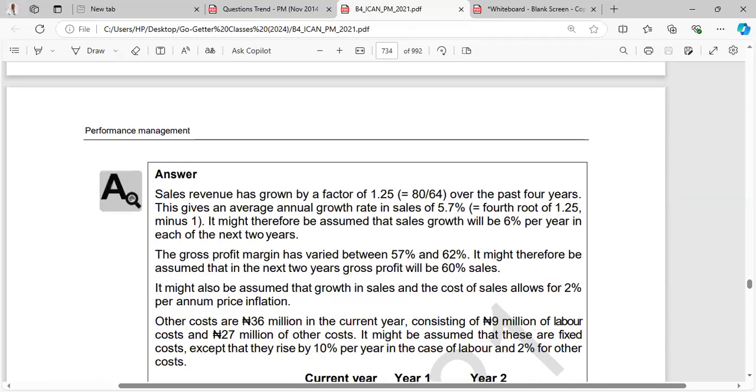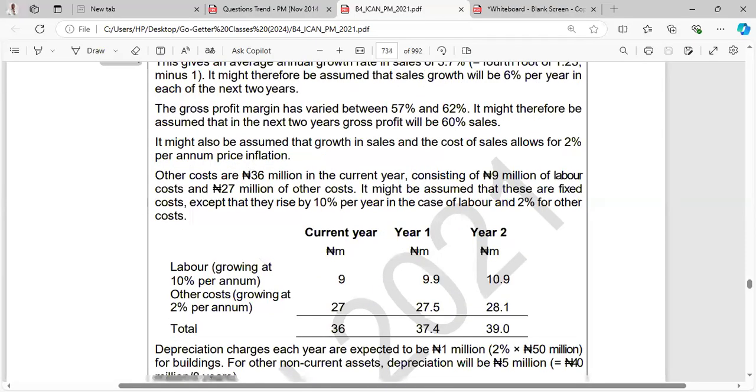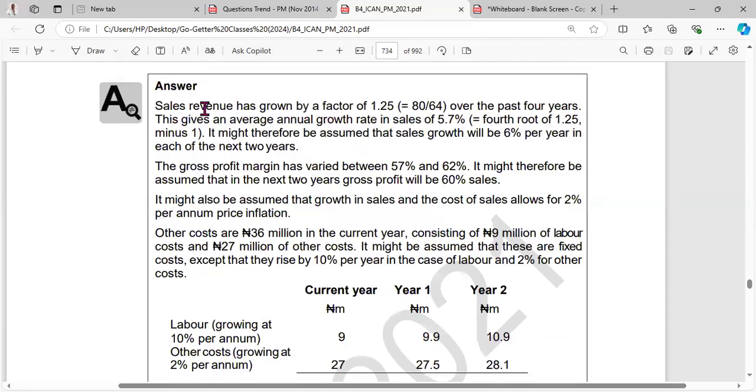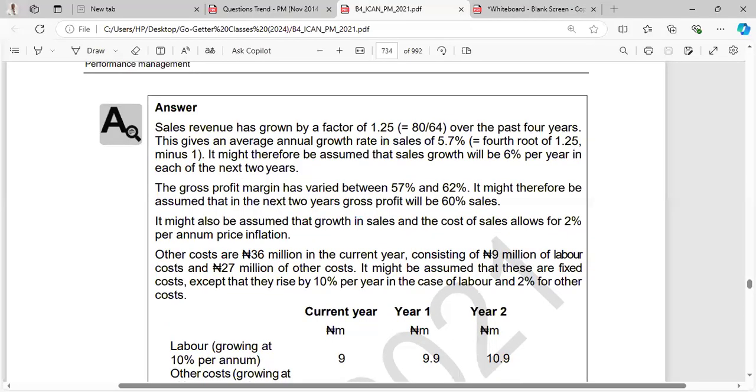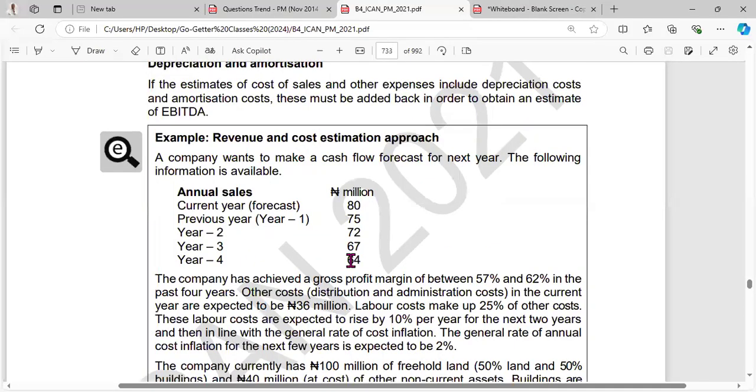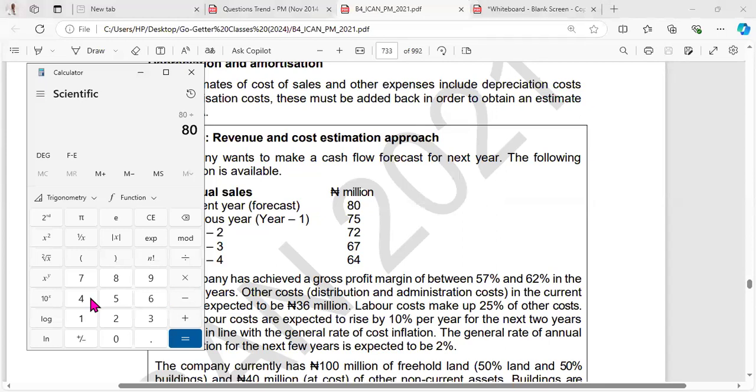For the next 2 years. Okay, so look at sales revenue. Sales has grown by a factor of 1.25, which is 80 over 60. So we do 80 divided by 60. So over the years, sales has grown by 125%. That's what this is saying.